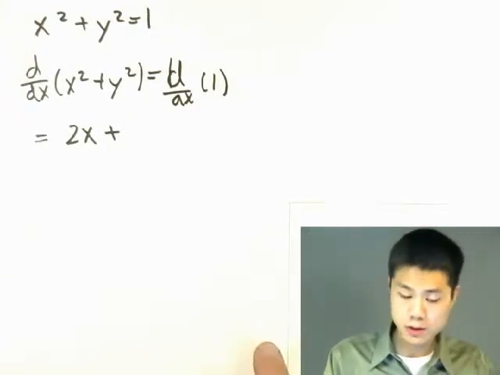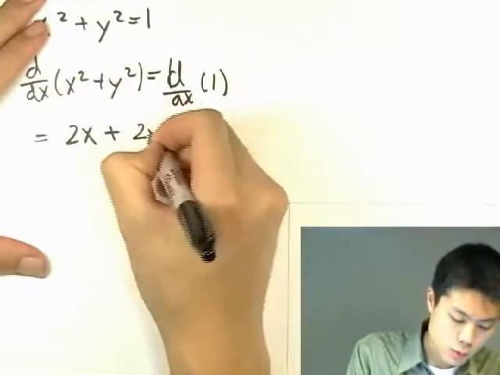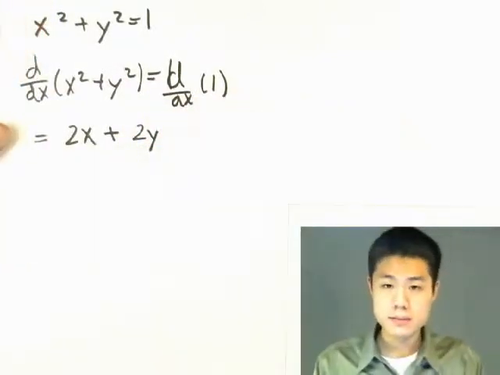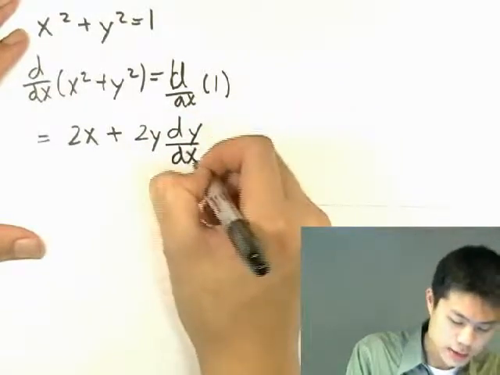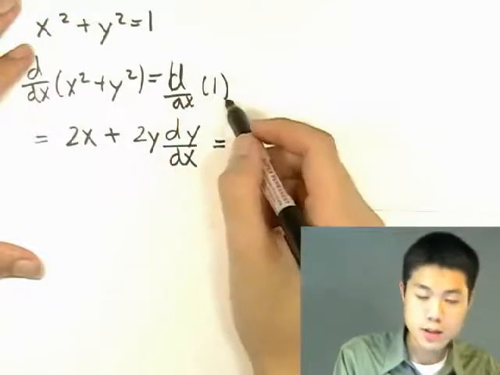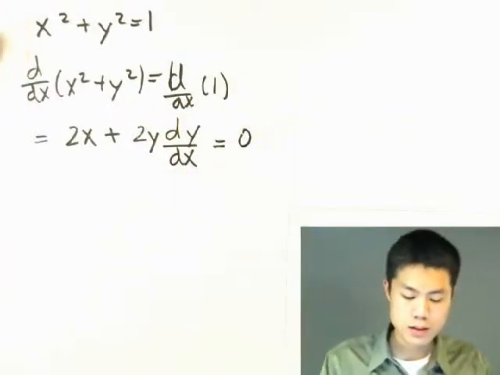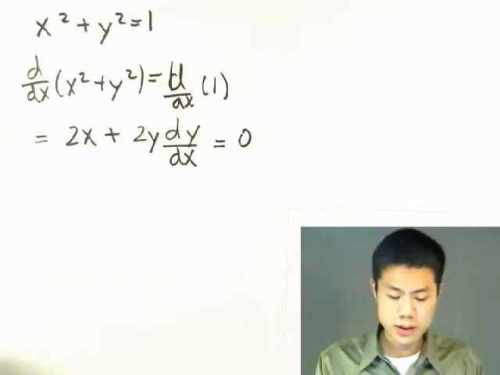So we have to use a chain rule. First, we just take off the outer layer, so 2y to the first. And then we take the derivative of the inside thing, which is y. And then the derivative of a constant is 0. Okay? So, do you see what I did there?